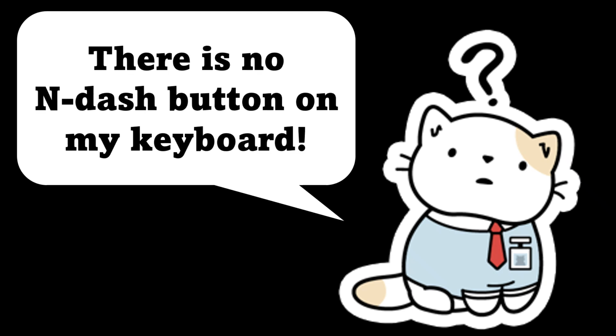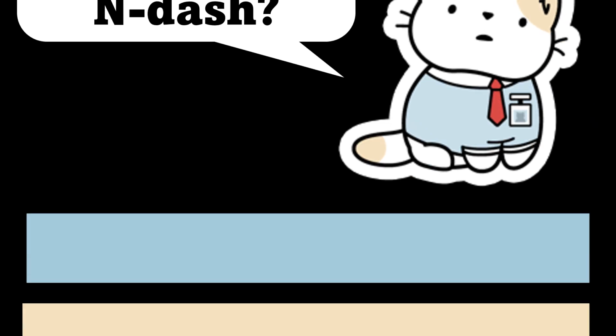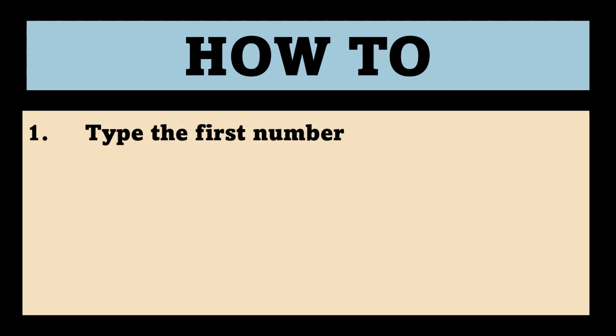Our cute little kitty here has noted that there is no N dash button on the keyboard. That begs the question, how do I create an N dash in my text? Well, here's the how-to process. First, you type the first number that you're going to have in your range. Then you add a space. This might sound counterintuitive, but follow me here for a moment.